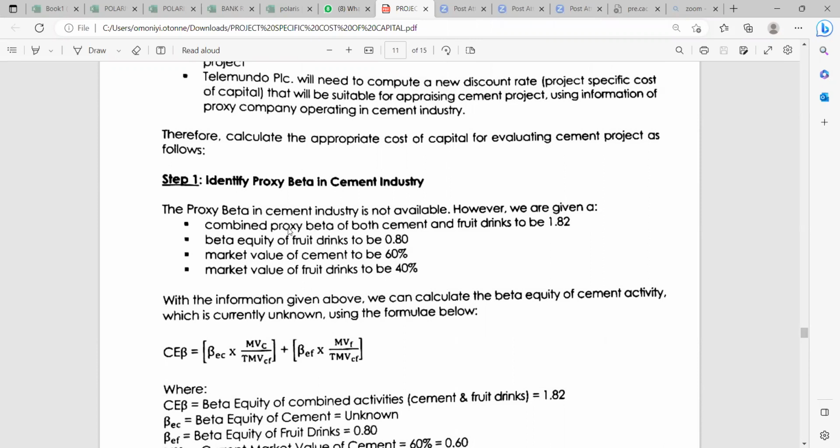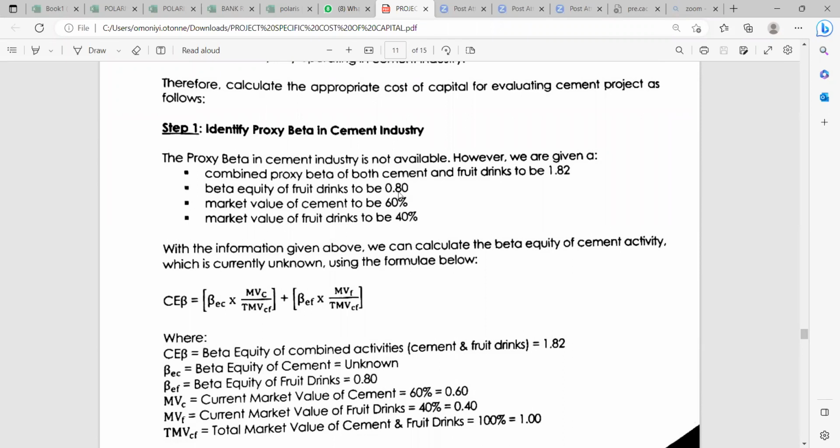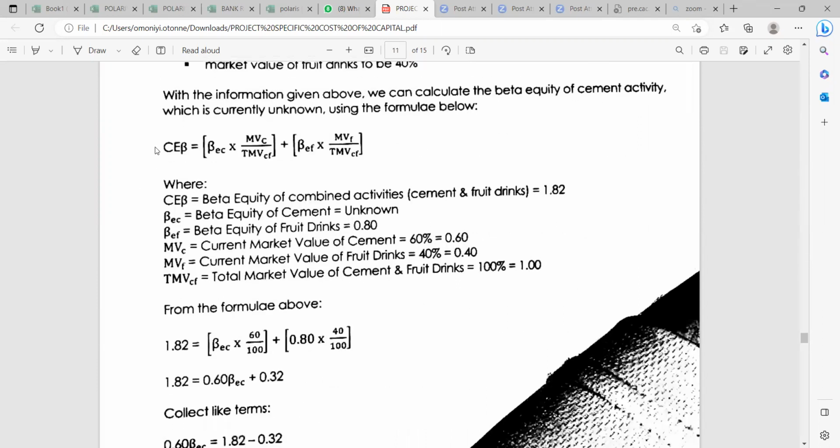We have the combined equity beta of both cement and fruit, which we were given in the question as 1.82. That's for the company. We are given the equity beta of the fruits to be 0.8. We are given the market value of cement to be 60% and the market value of fruits to be 40%. With this information, we can now calculate the equity beta of the cement, which is unknown to us. How do we calculate it? This is the formula you have to use. Please write down this formula.